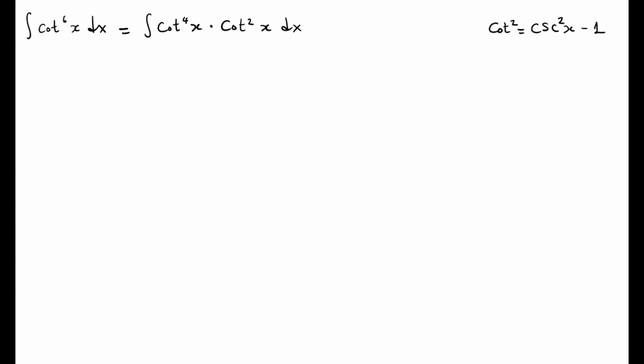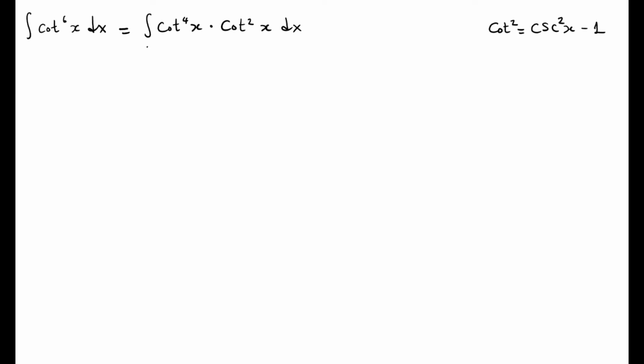Okay, so we solve some questions. First one is the integral of cot to the power 6 of x dx. This is the same as the integral of cot to the power 4 of x multiplied by cot to the power 2 of x dx. Then we know cot squared is the same as cosec squared of x minus 1.